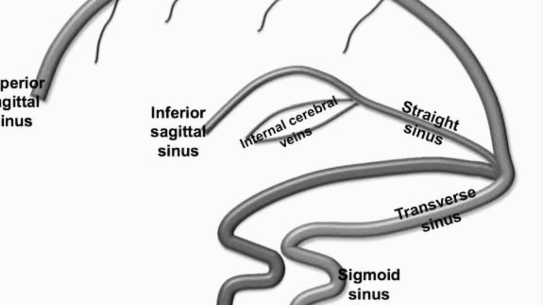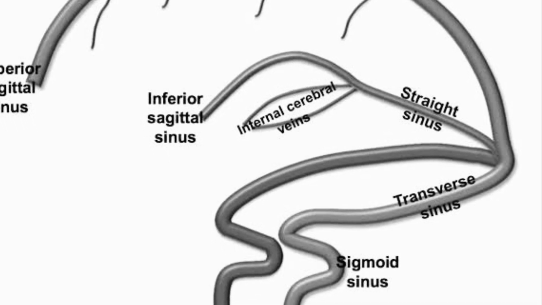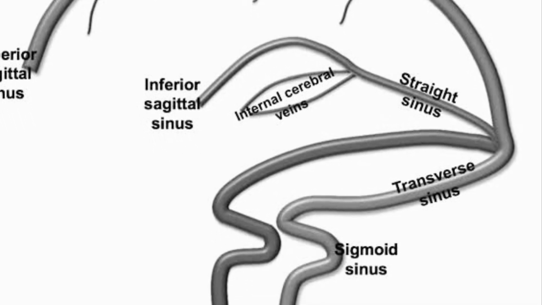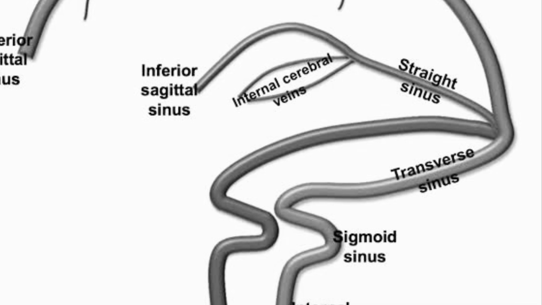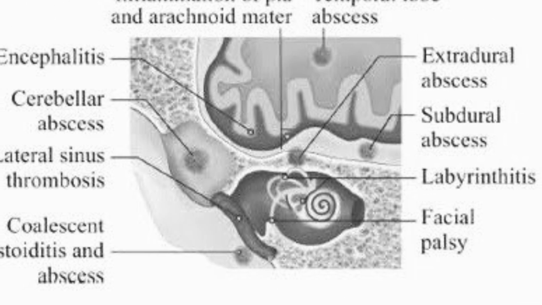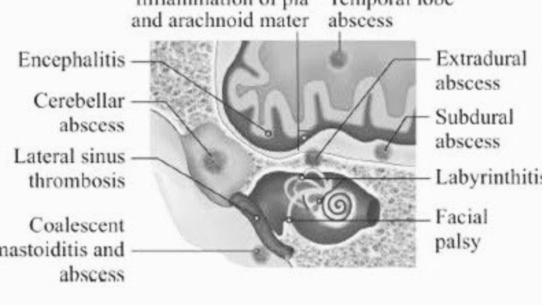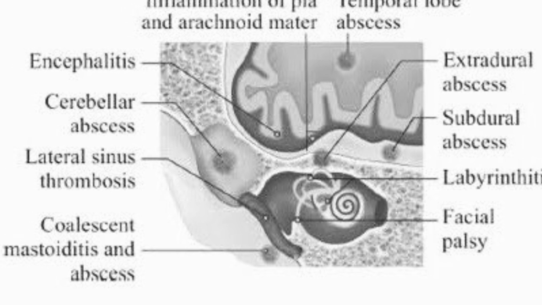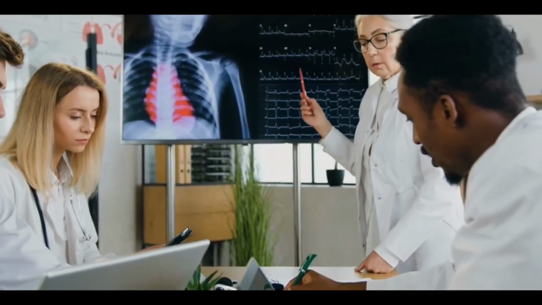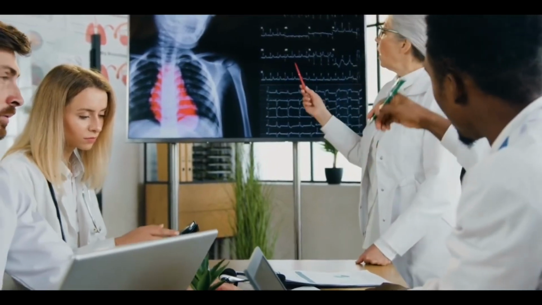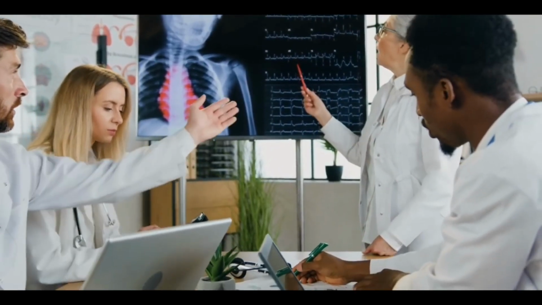All these pathways can allow CSOM infections to spread to the brain, causing complications such as meningitis, brain abscess, subdural empyema, and sigmoid sinus thrombosis. Early diagnosis and treatment are essential to prevent these severe outcomes. Let's dive into some key MCQs on the complications of chronic suppurative otitis media, CSOM.